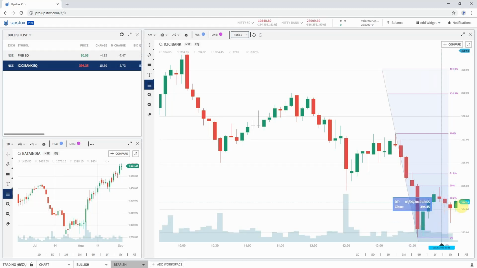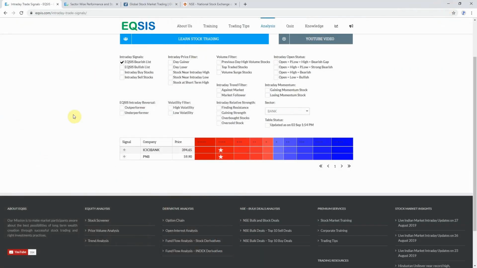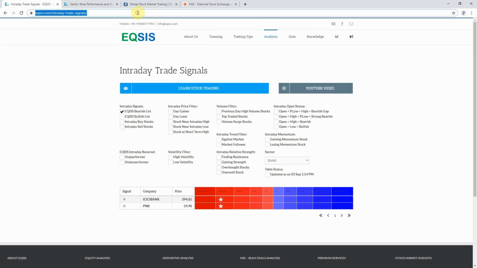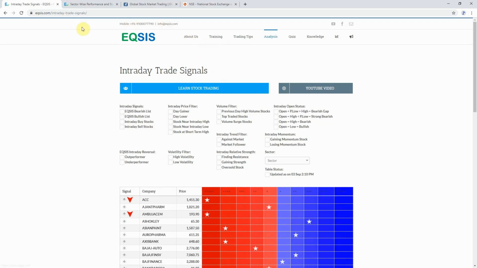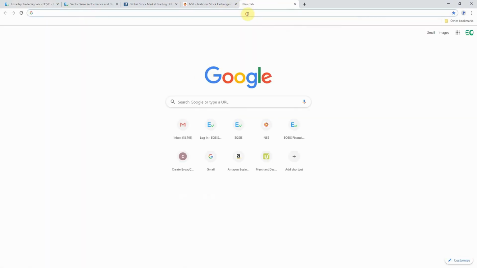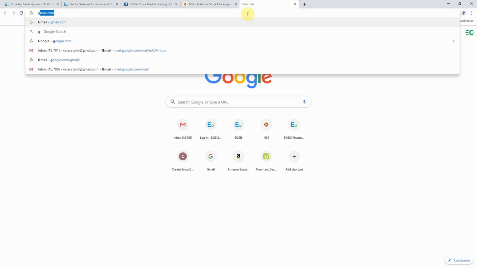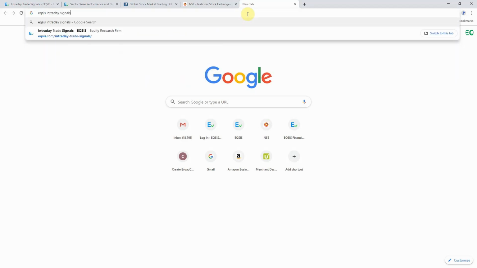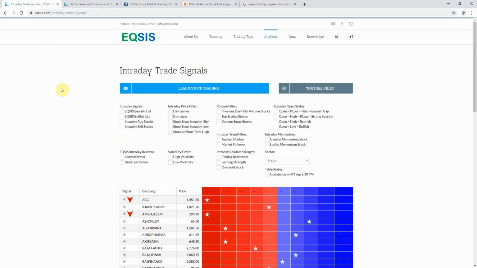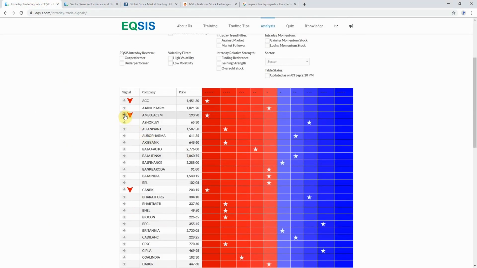So if you ask me, these are the two trade plans we have for the day. Let me again refresh and see the scenario here. How is it? So when I refresh EQSIS.com intraday, if you don't find this link, better you go to Google and just search EQSIS intraday signals.